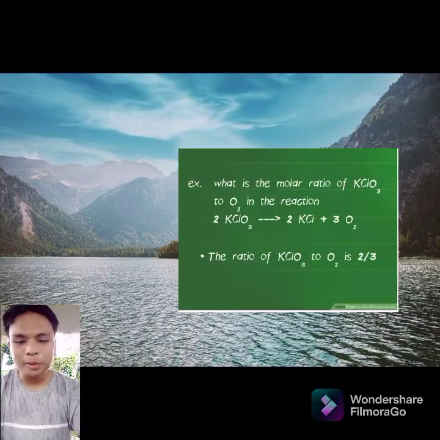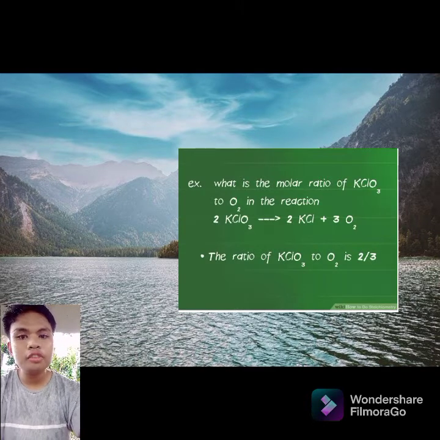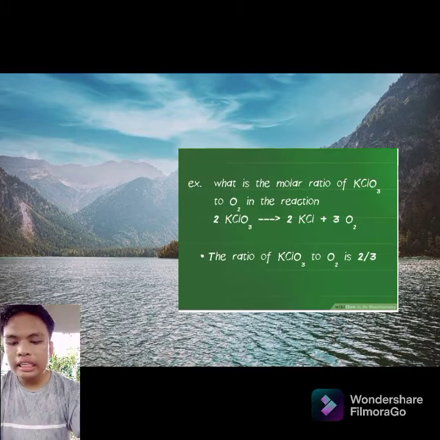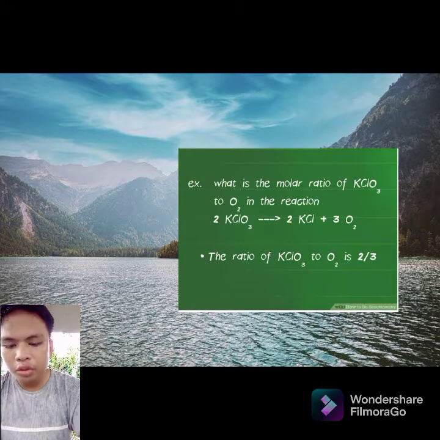In the molar ratio between reactants. For example, what is the molar ratio of potassium chlorate to oxygen gas? In the reaction 2KClO3 yields 2KCl plus 3O2, first, check to see if the equation is balanced. Never forget this step, or your ratio will be wrong.